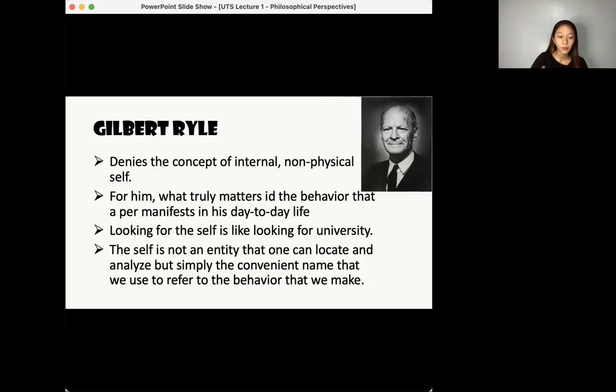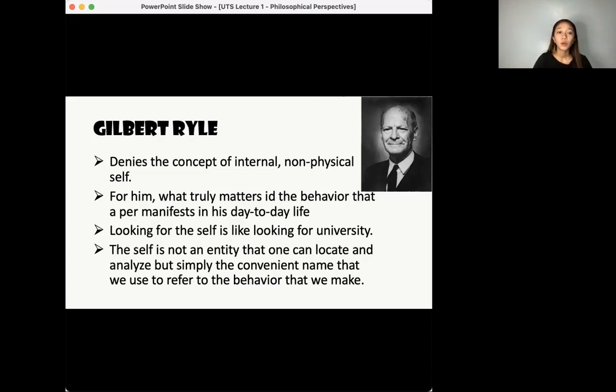Yung university mismo, hindi mo makikita na yung university talaga. Pero, it is the student, the teacher, the administrator, the classroom, the buildings, the library, yan yung nagme-made up ng isang university. So, parang ganyan din daw yung paghanap sa self natin. So, the self is not an entity that one can locate. Hindi mo daw malolocate yung self and analyze, but simply the convenient name that we use to refer to the behavior that we make. So, yung self natin is hindi ito daw malolocate at ma-analyze. But ito lang daw yung name na pinangalan natin sa behavior natin na ginagawa natin.